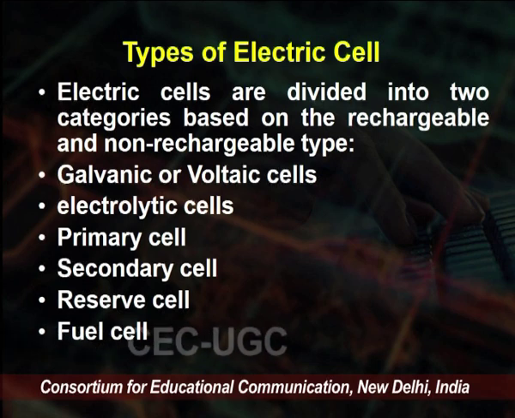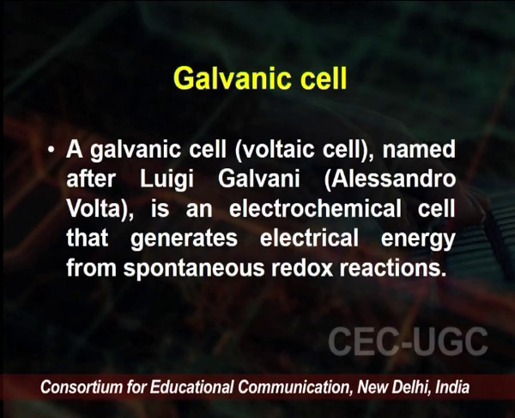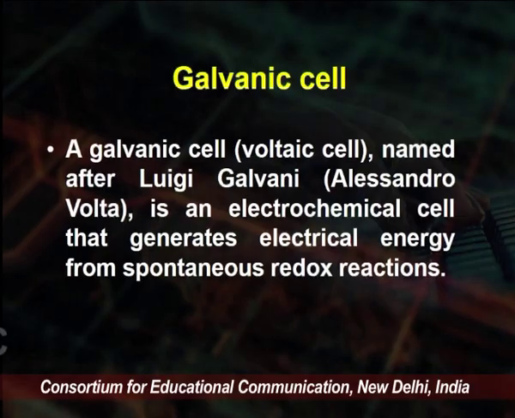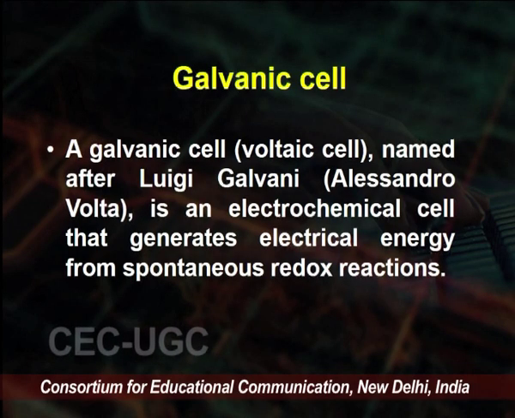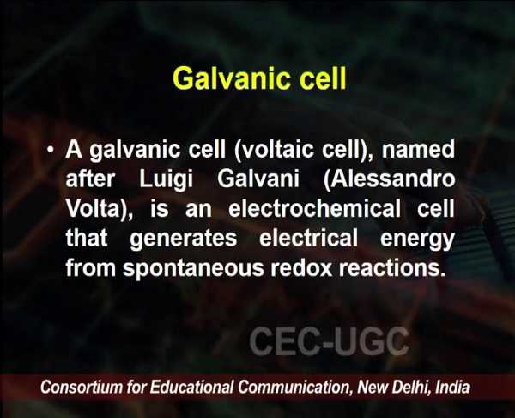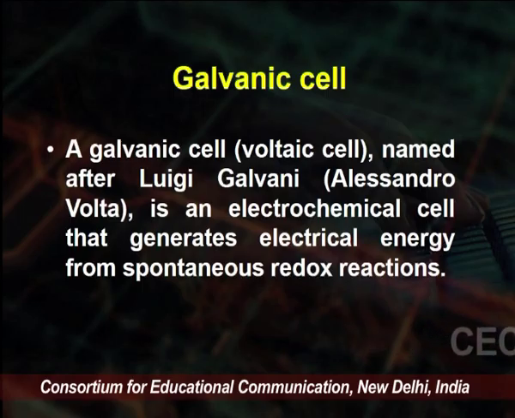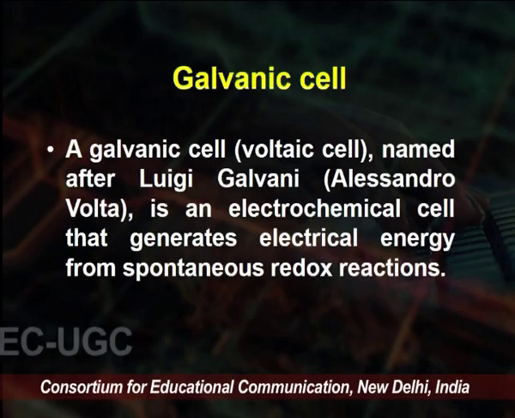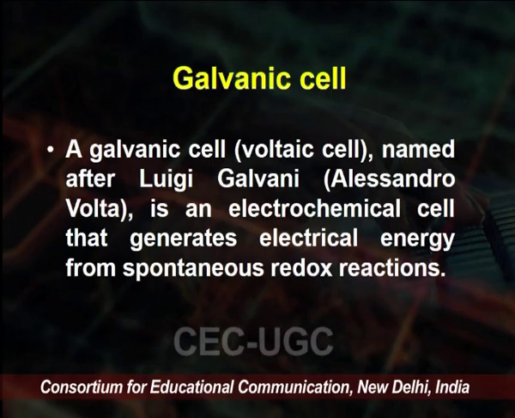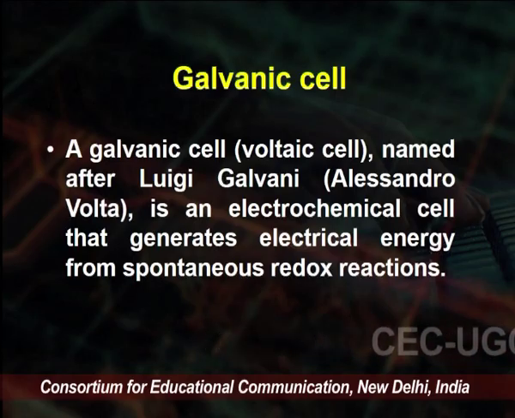First we take the galvanic cell. Galvanic or voltaic, they are the same, named after Luigi Galvani, and it is the electrochemical cell that generates electrical energy from a spontaneous redox reaction. There are two types of reactions, one is the non-spontaneous reaction and another is the spontaneous reaction. So in this type of galvanic cell, there is a spontaneous redox reaction.